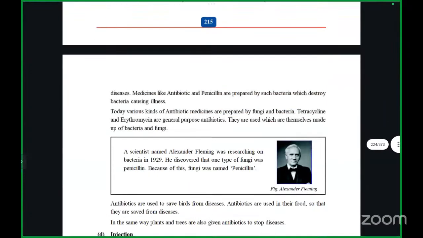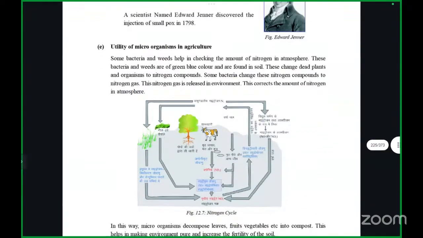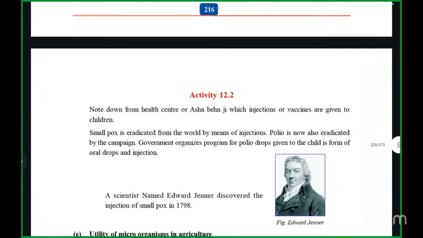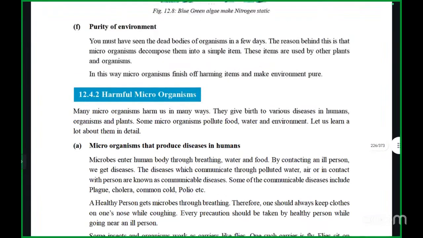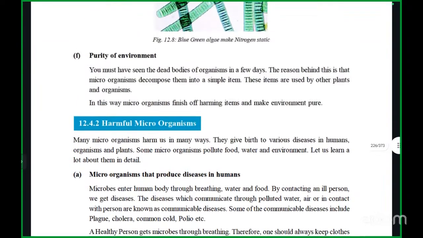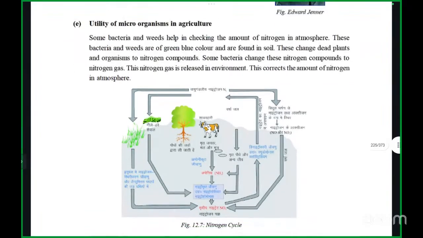Now, today we will talk about the utility of microorganisms in agriculture, and then we'll talk about purity of environment. Like this topic, we are talking about microorganisms which are our friends. Today we will start with microorganisms which are our enemies. But before that, there are two topics on microorganisms as our friends.